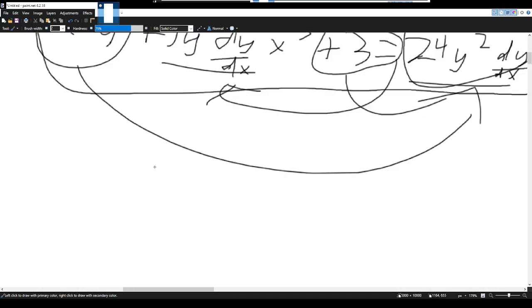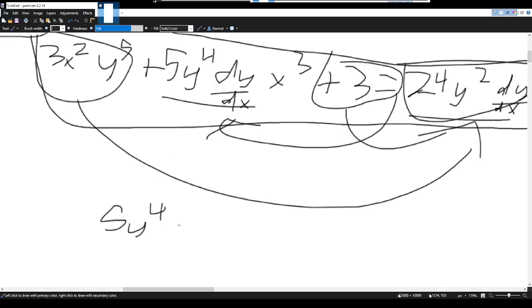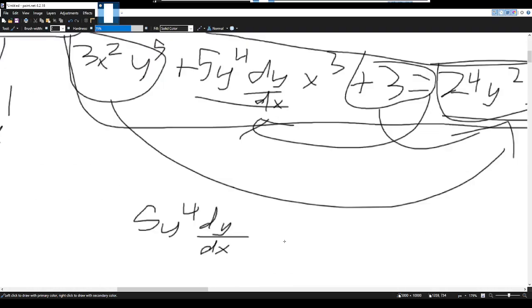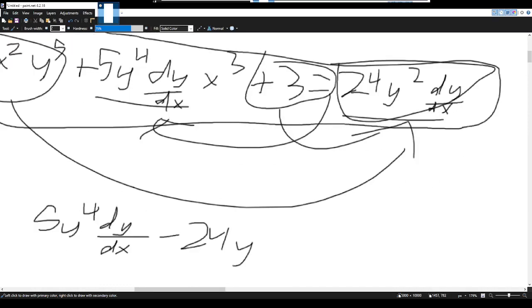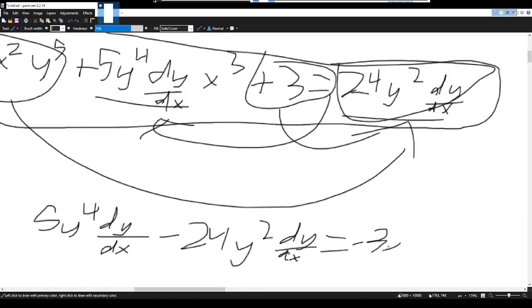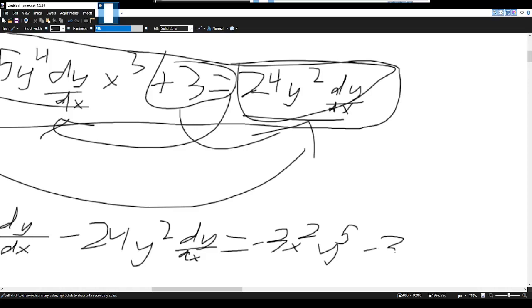So we're going to keep the 5y to the fourth dy/dx. We're going to get this on this side, so minus 24y squared dy/dx equals, and get everything else on the other side. So minus 3x squared y to the fifth, and then minus 3.